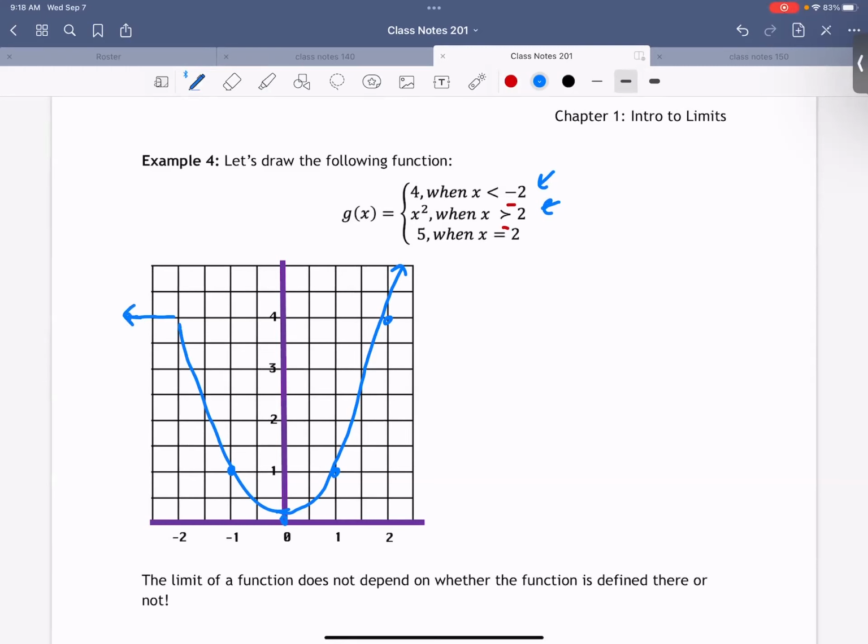Okay, so we got our parabola, we got our straight line at 4. Am I gonna have a closed circle or open circle at 4? It's gonna be open, right? Because our function isn't saying that x is less than or equal to -2 or greater than or equal to -2. What else am I gonna have? Alessandra?